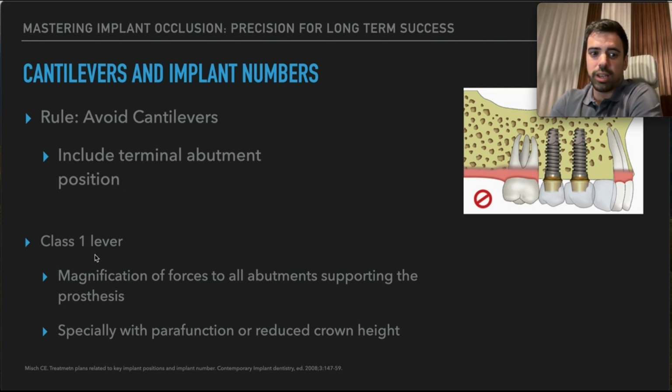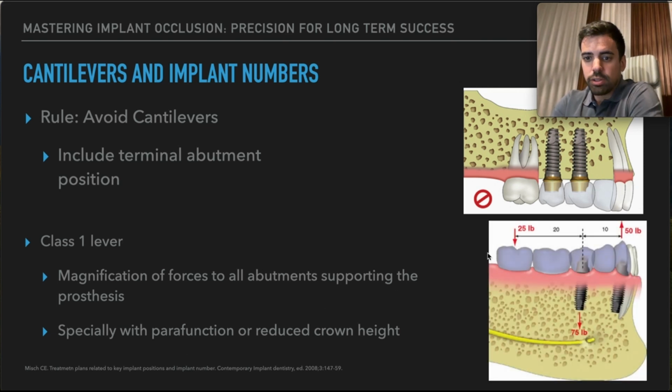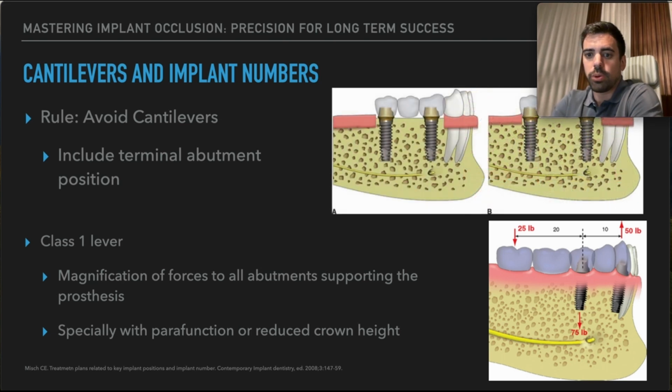So this is a class 1 lever. And then we've got magnification of the forces. Everything we apply forces here is going to be multiplied in this area here. So especially if we have parafunction or if we have reduced crown height. Like here. So if we apply the force here, that's going to go way higher up in here and in this area here. So this is what we want to have, something a bit more like this.